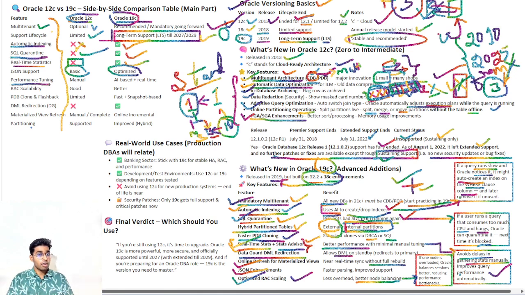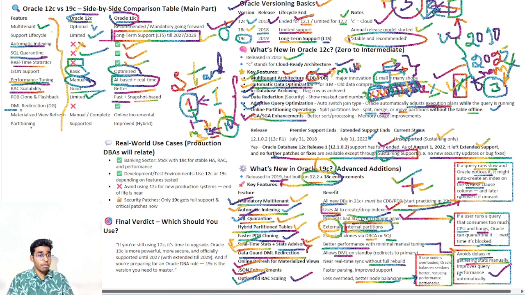Performance tuning is very important. Manually we used to tune the SQLs, but we have AI-based real-time tuning of the SQLs. This is the best feature we have in Oracle 19c. RAC scalability is good in 12c, but it is better in 19c. PDB cloning and flashback are limited here, and we have fast, snapshot-based cloning in 19c.